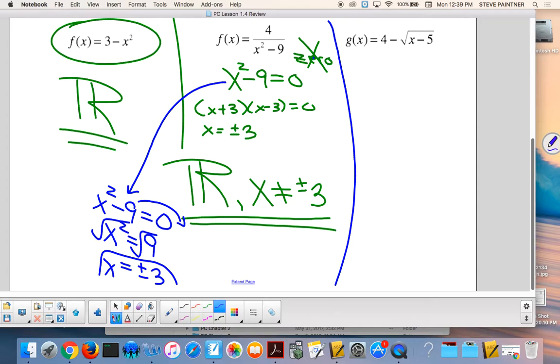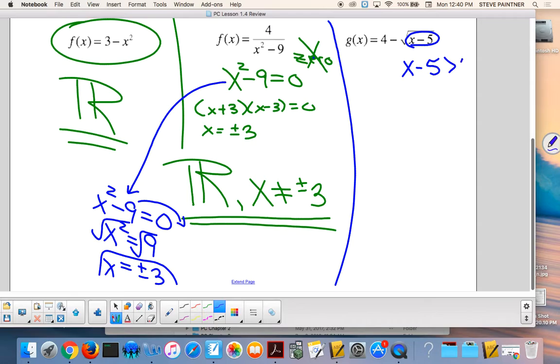Last one over here. Here's a function. You see the radical, I hope? This is a problem, because you can't take the square root of what numbers? You can't take the square root of negatives. So what can you take the square root of? Not just positive, and 0. So what you're thinking is, if I can take the square root of a positive and 0, when is this number in here going to be bigger than what?